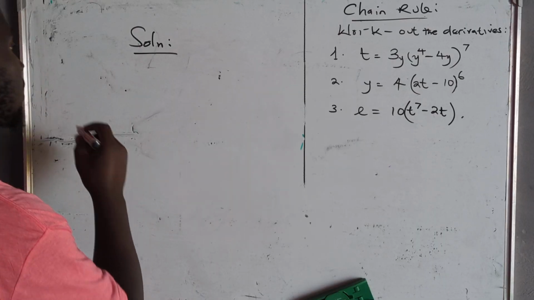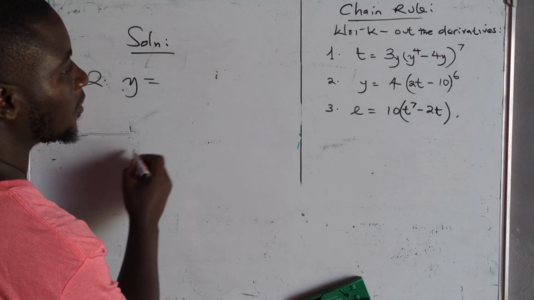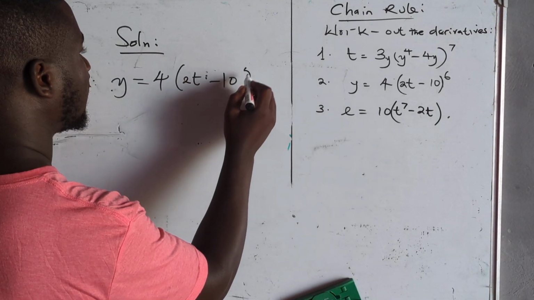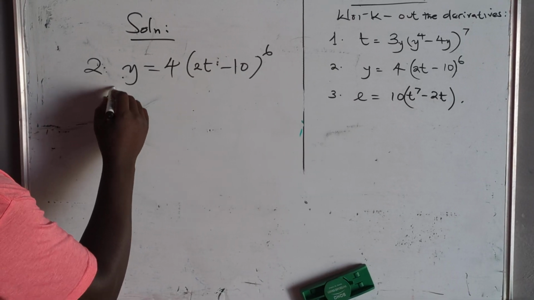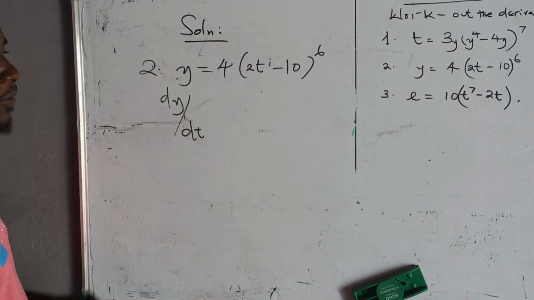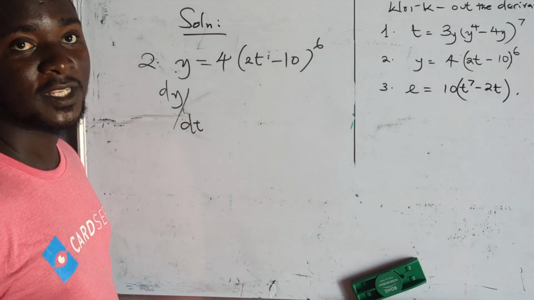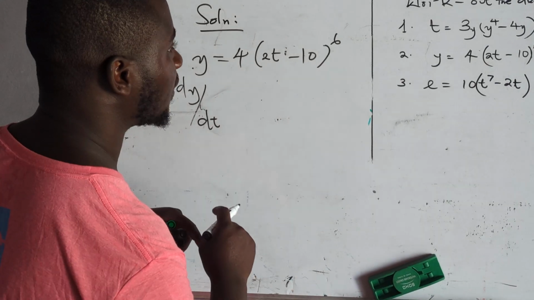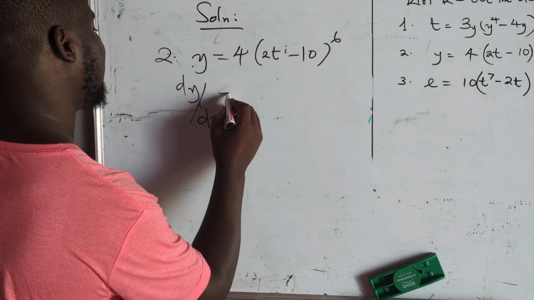quickly. So at 2, we have y is equal to 4, 2t plus 10, right? And we have a 6 there. As usual, we're going to say dy dt. So it's a function of y with respect to t. Okay? So it's not always that we are going to have dy dx. Sometimes questions and people that are examining us will be different. So we expect to have different methods.